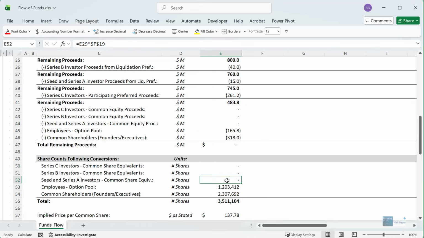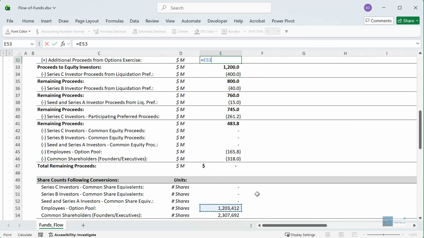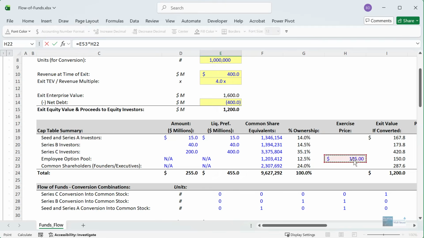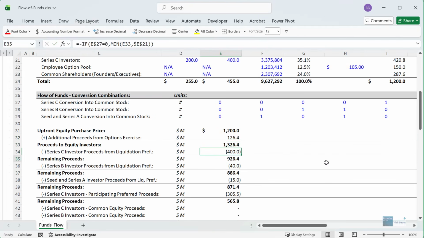Now, of course, the problem with this is that if you carry it through, you also have to reflect the fact that by exercising these options, the option holders pay the company a certain amount, and this increases the total amount that is available for distribution in this exit. So to set this up, we can take the share counts for the employees, because if there's a positive number here, it means they exercise their options. We'll multiply by the exercise price right here, and then divide by units to convert this back. And so now we have that.